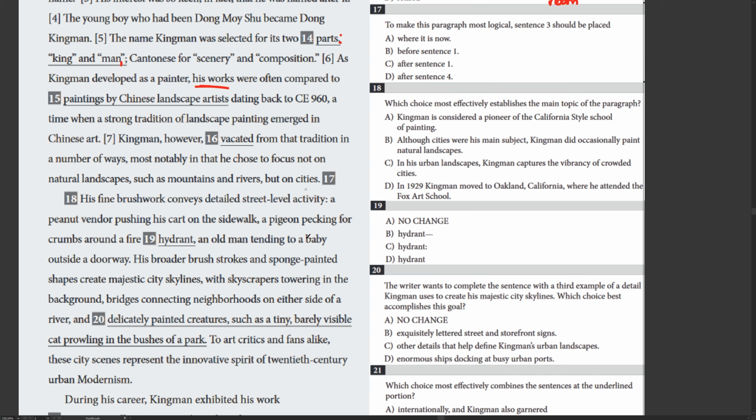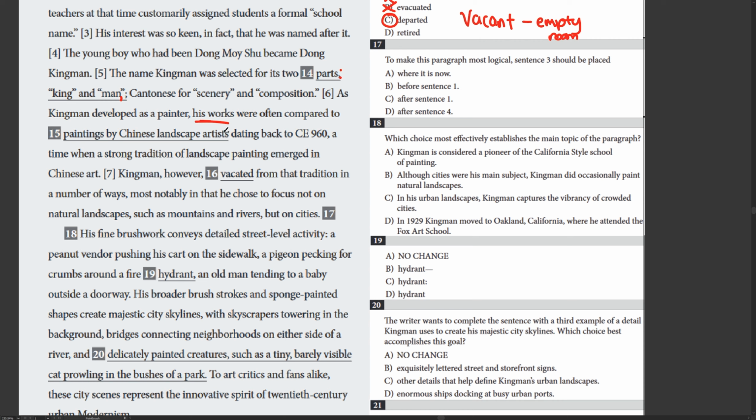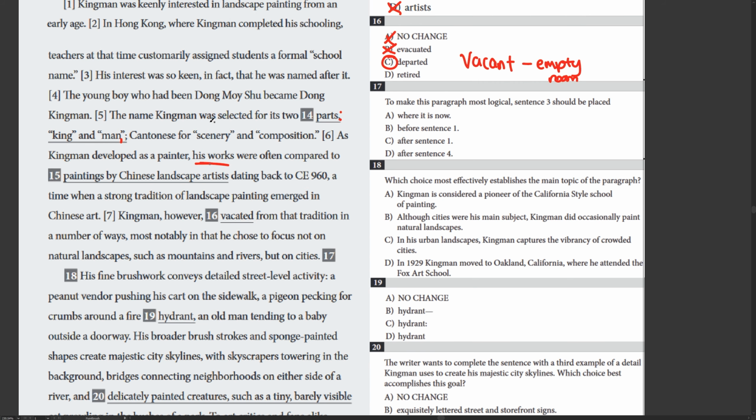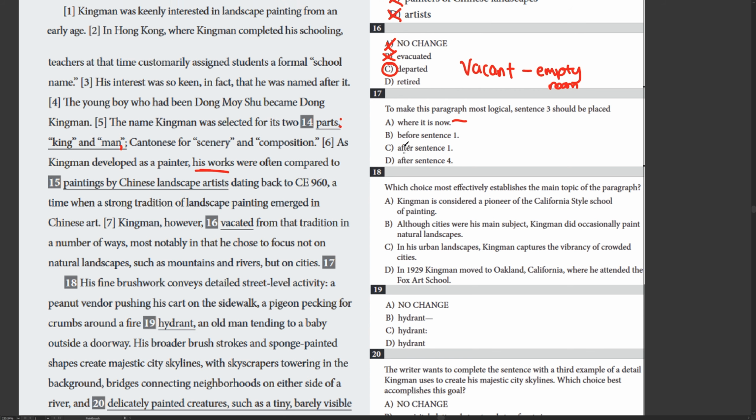To make this paragraph most logical, sentence 3 should be placed. Okay, so let's look at sentence 3. His interest was so keen, in fact, that he was named after it. And let's see the answer choices. Where it is now, probably, but I would save that as a last resort. Before sentence 1. So sentence 1 reads, Kingman was keenly interested in landscape painting from an early age.